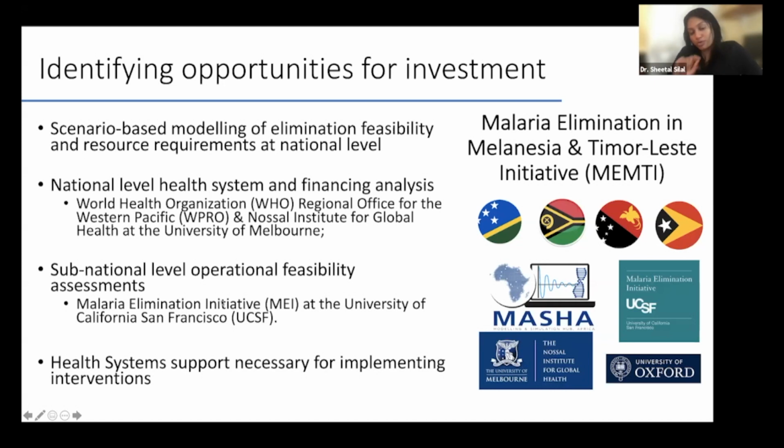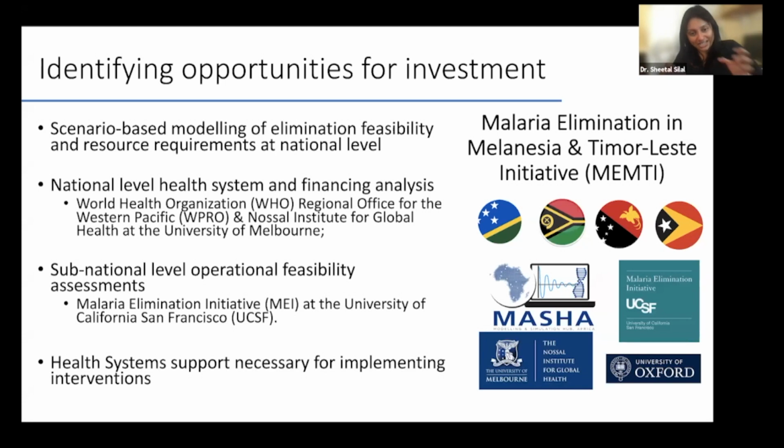The second study that was ongoing at that time was a subnational level operational feasibility assessment conducted by the Malaria Elimination Initiative at UCSF. What this study was doing was looking at, again, the very smaller level, so subnational, looking at each of those islands, for example, to see operationally how the health system is functioning at these lower levels.